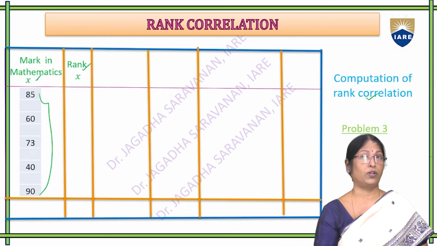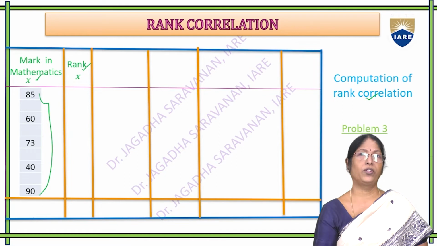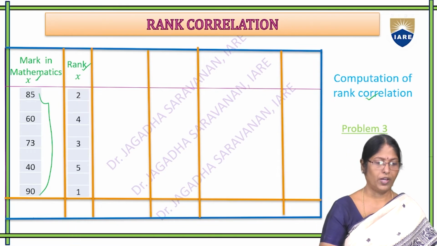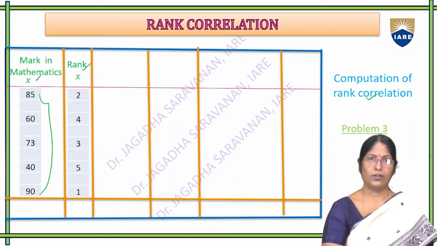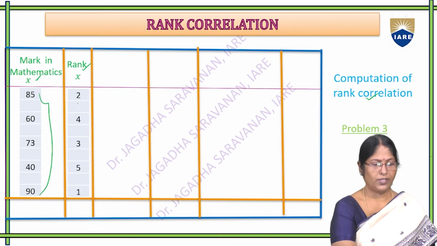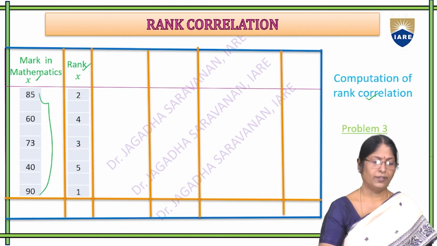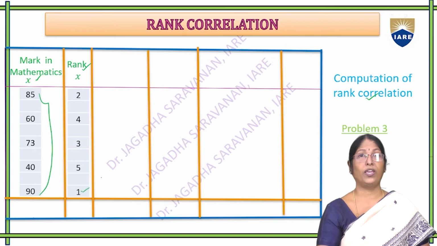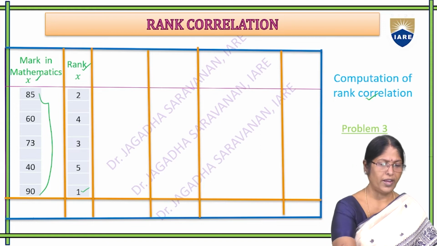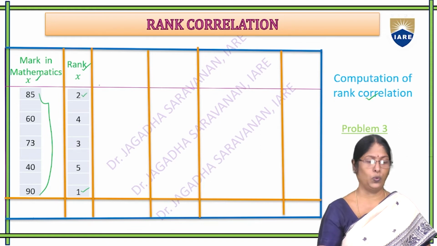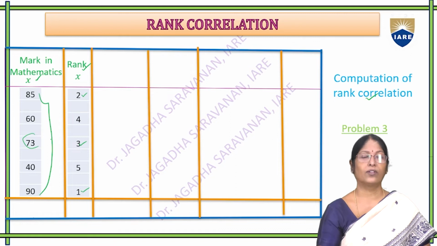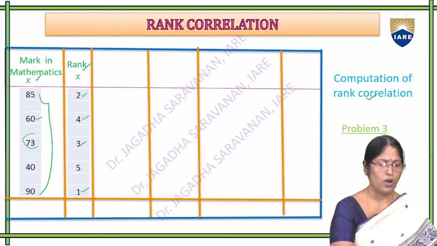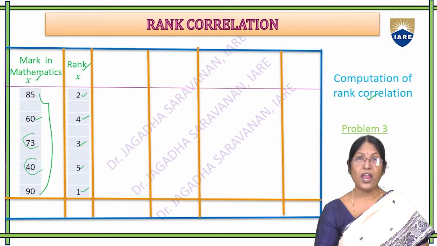We have to pay attention to this. Rank we are going to declare. In what way? Here you can see it. 85 is placed at 2, 60 is placed at 4. The student's highest score is 90, so we gave rank 1 for 90. The next one is 85, we ranked 2. Next 73 is 3, and 60 is 4 and 40 is 5. So we named the ranks now.